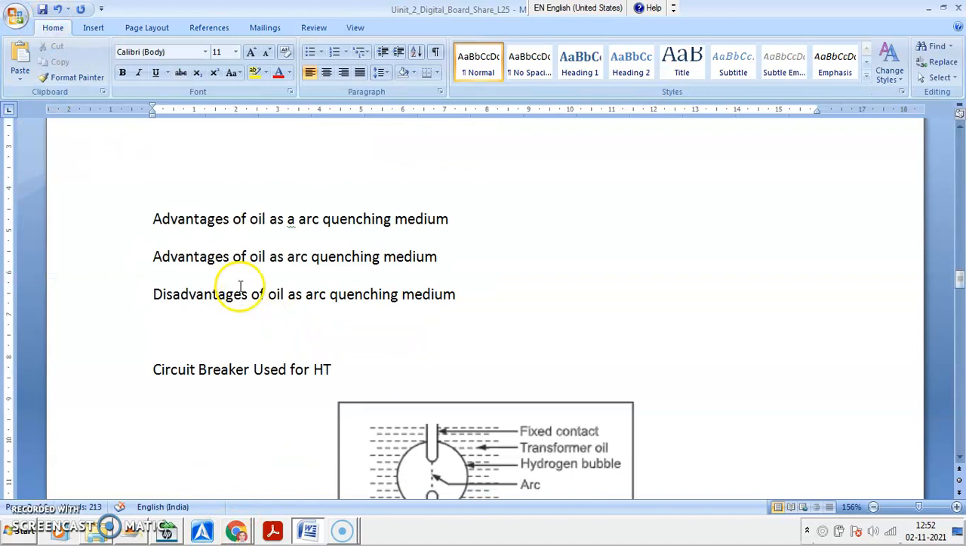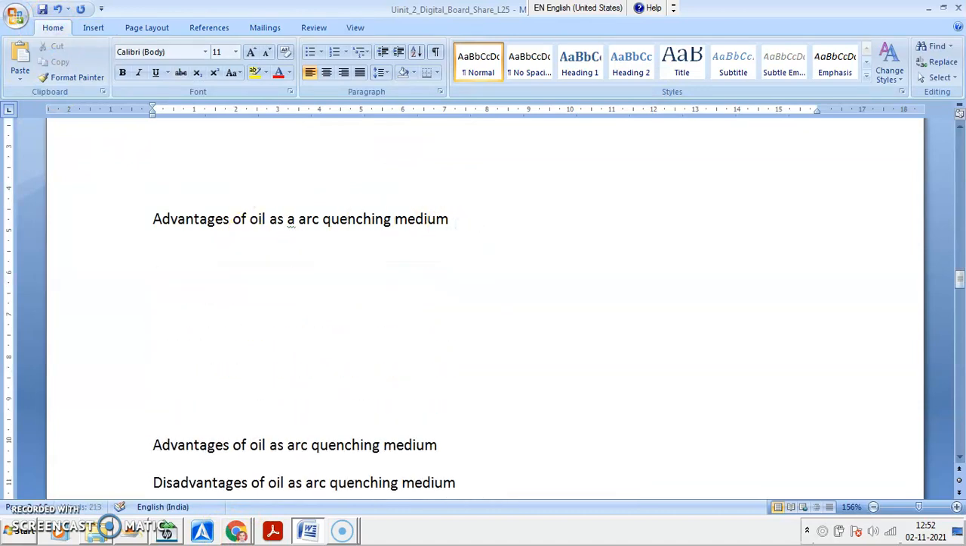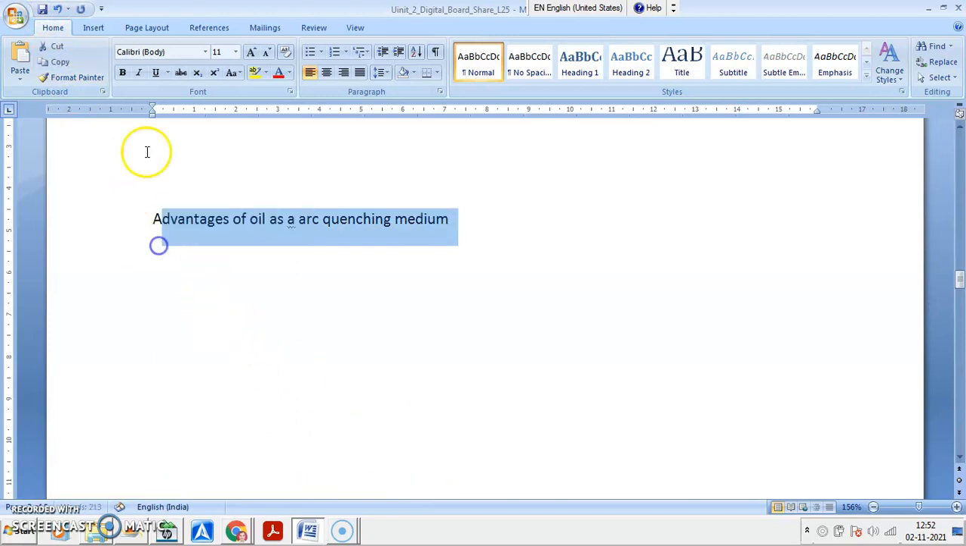Then we know that we are using different arc quenching media, oil. So if you use oil as a dielectric media, what are the properties? Some advantages are there.